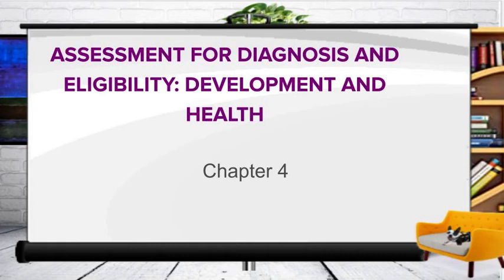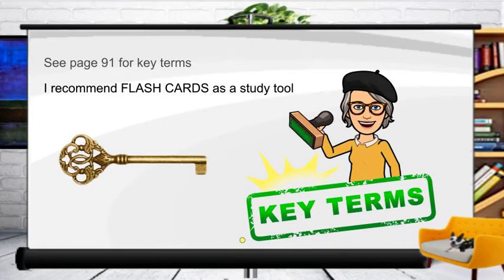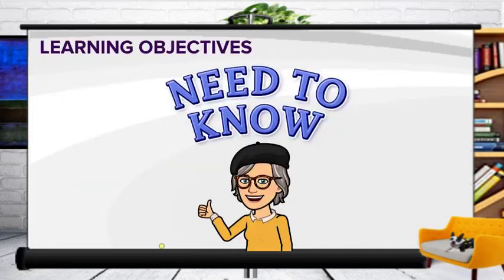So with Chapter 4, we're going to look at assessment for diagnosis and eligibility. This is a much shorter chapter, but it's still really important. We're going to really look at the unique diagnostic and eligibility processes, pay attention to the vocabulary, and you're going to look at these learning objectives that by the end of this chapter you should know.